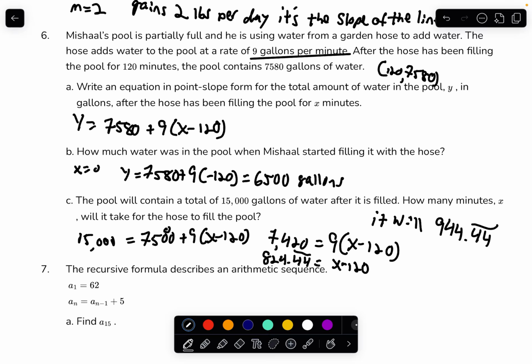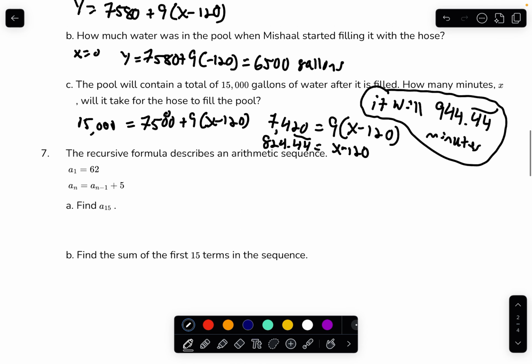944.44 repeating minutes. You could also have just said 94.44 minutes, because two decimal places is fine. But I'm showing you that my calculator gave me a repeating decimal.